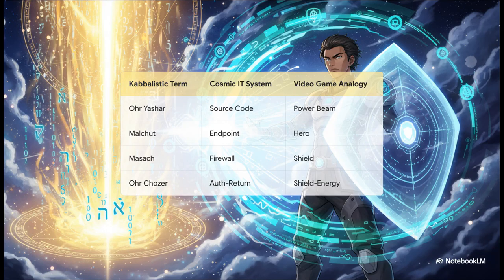But to stop a total system overload, you need the Masach, the system firewall. And the Ohr Hozer, the returning light, acts as the authorization return protocol that safely validates the data flow. That is such a perfect way to visualize it.